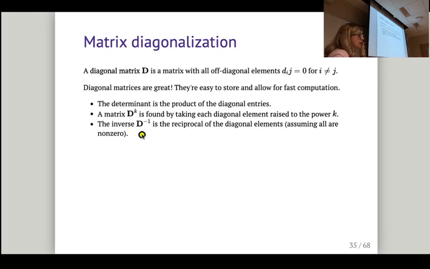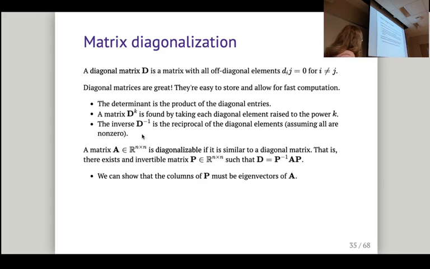So if, for example, we assume that the covariances, or the off-diagonals, are all 0, then we could find the standard deviations just by square rooting all the diagonal elements, which is pretty great. The inverse is the reciprocal of the diagonal elements, assuming all of them are non-zero. So also pretty great from a calculation and modeling perspective.